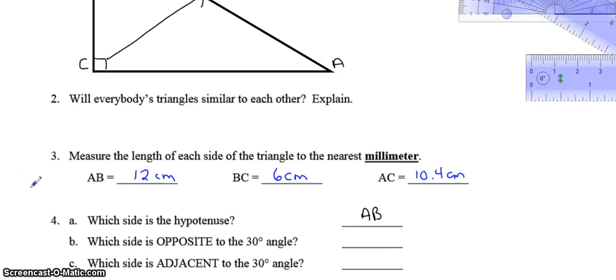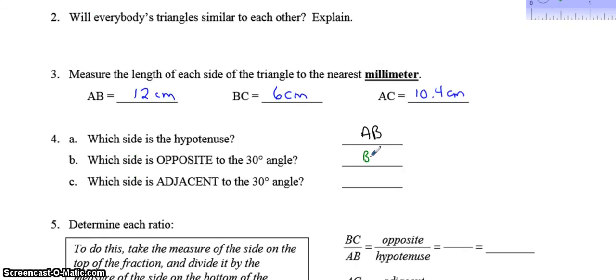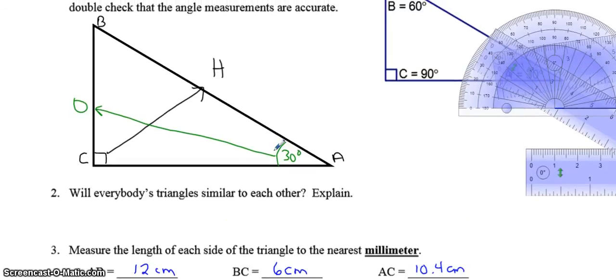Which side is opposite the 30-degree angle? The 30-degree angle was right here. So the side opposite that is side BC. And the side adjacent to the 30 degrees, well, it looks like there are two sides adjacent. Adjacent means beside, or in this case touching. There are two sides that are adjacent, this side and this side, but this side is already the hypotenuse. So this is the side right here that we would call the adjacent side. So that would be AC.